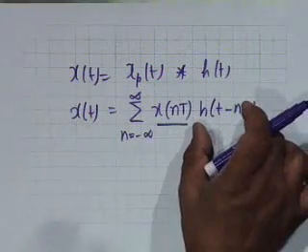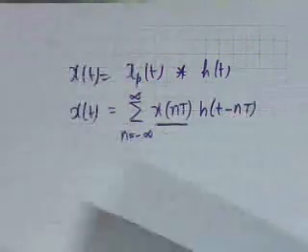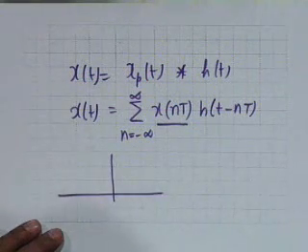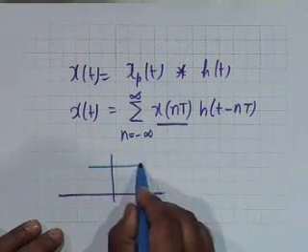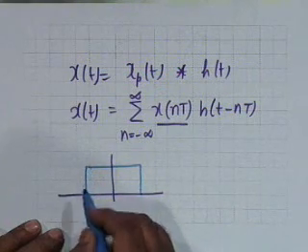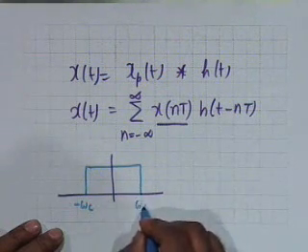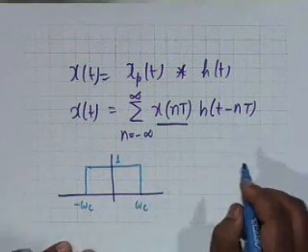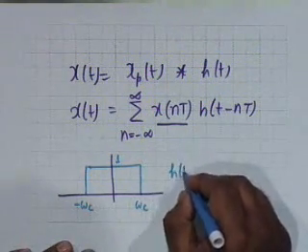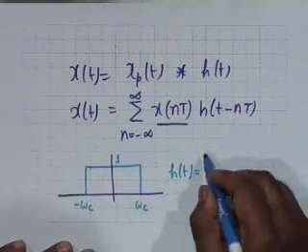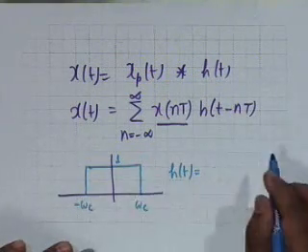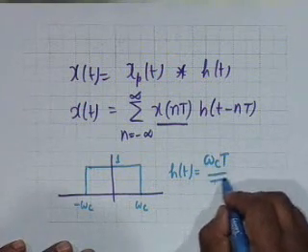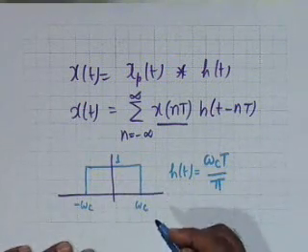All you need is the impulse response of the ideal low pass filter. That is, if I have a filter like this, minus omega c to plus omega c, and let's say this is 1, then by inverse transformation you can show that h of t is nothing but a sinc function, omega c t by pi. It's very easy to show by integration.